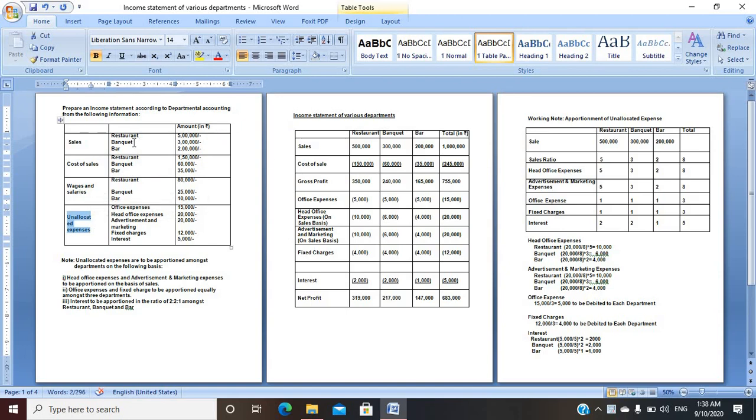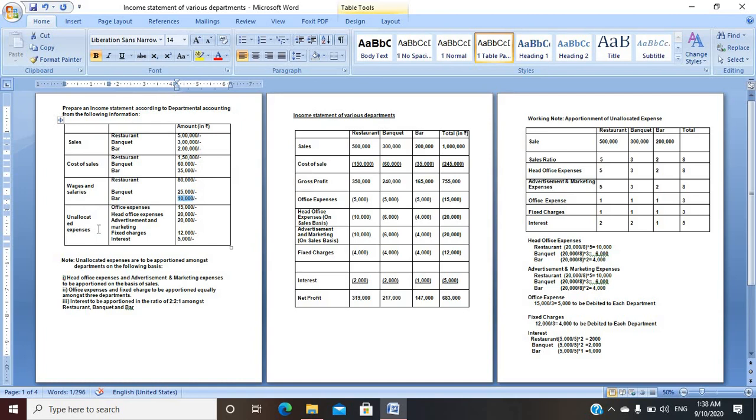So restaurant, banquet and bar, three parts have to be divided. So accordingly the amount is mentioned here. Restaurant amount is 5 lakh, banquet is 3 lakh, bar is 2 lakh. Restaurant again, cost of sale is 1,50,000, banquet is 60,000, bar is 35,000. Restaurant again in wages and salary 80,000, banquet 25,000, bar 10,000, right?